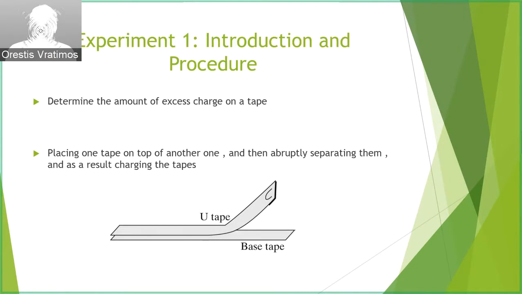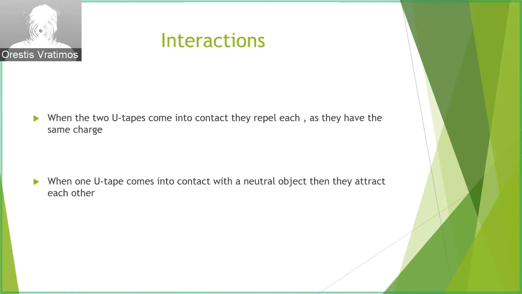For the first experiment, we wanted to determine the amount of excess charge on a tape. What we did was place one tape on top of another one and then abruptly separate them so that charge would be created on both tapes. So we investigated the interactions between two tapes, and as they came into contact, they repelled each other, as of course they had the same charge. And when the U tape came into contact with neutral objects, books, or other objects, they attracted each other.